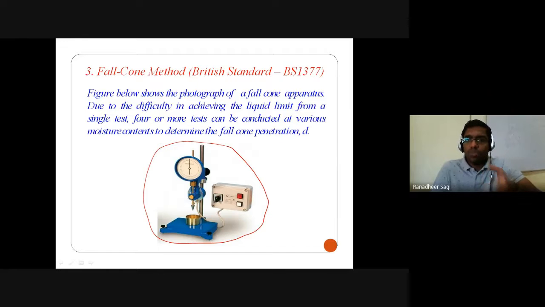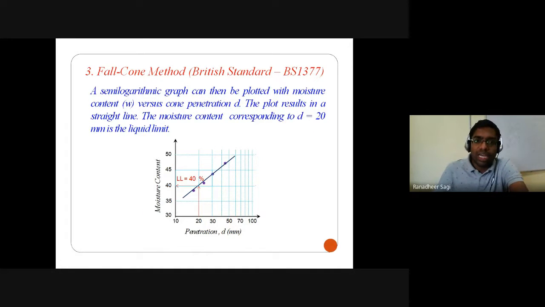As it is not possible from a single test, we repeat the test for different water quantities added to the soil placed into the cup. We repeat the test 4 to 5 times under different water contents so that we determine different depths of penetration for the corresponding water contents added to that soil. And from that, we'll go on to plot a graph.